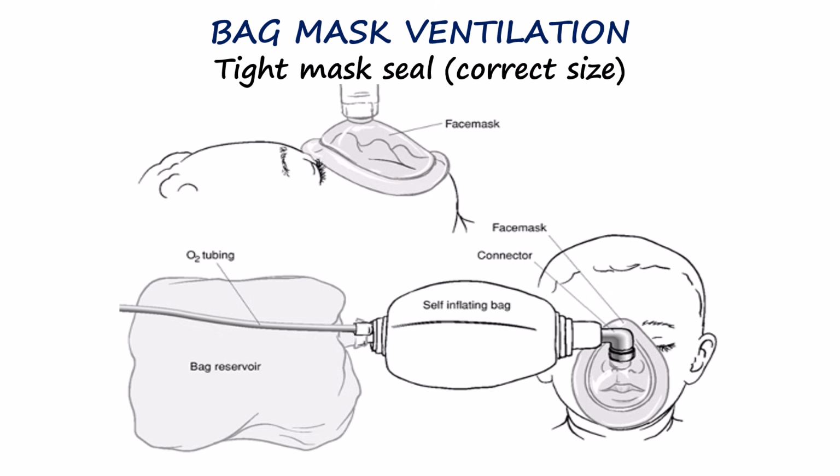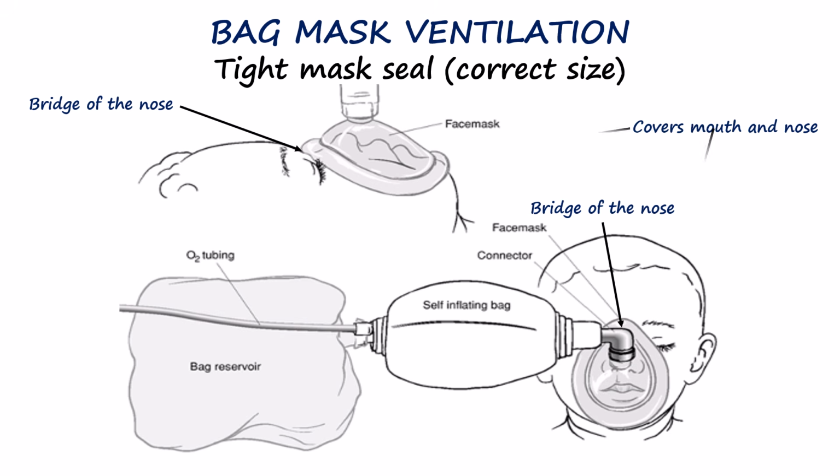The next important step in bag and mask ventilation is achieving the tight seal. For this, the first step is to ensure that we select the correct mask size. The mask should extend from the bridge of the nose to the cleft of the chin, covering both the nose and mouth without pressing on the eyes. A mask that is too large may leak around the chin or compress the eyes, while one that is too small may not fully enclose the airway.